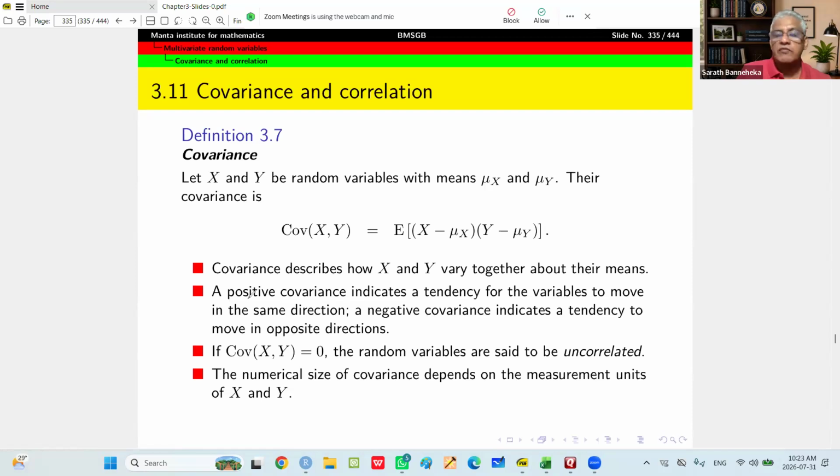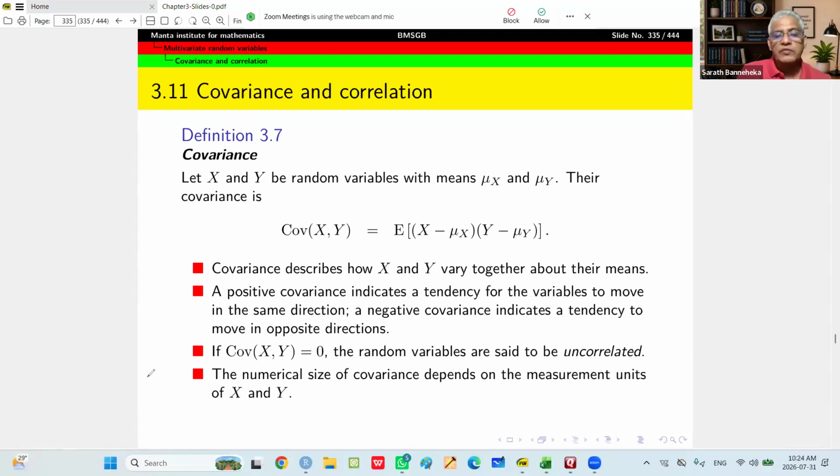If covariance between X and Y is equal to 0, the random variables are said to be uncorrelated. Right? So this is an important point here I want to emphasize. Covariance between X and Y equal to 0 is interpreted as X and Y are uncorrelated. Sometimes this is wrongly interpreted as X and Y are independent. That is not correct. And we will look at some examples later to show that this is not correct.